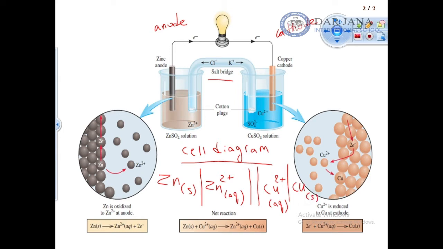So it starts with a solid and it ends with a solid. The zinc, the anode, solid, and Cu is the cathode, solid, and between them we have the salt bridge. So this is the salt bridge sign.